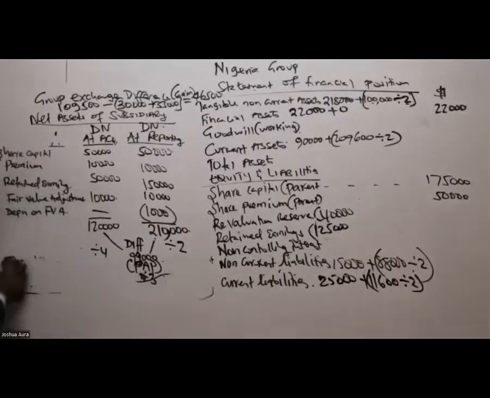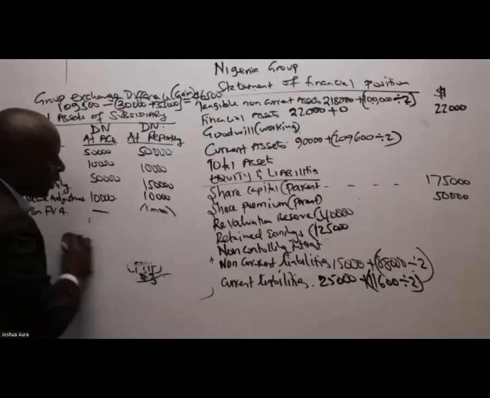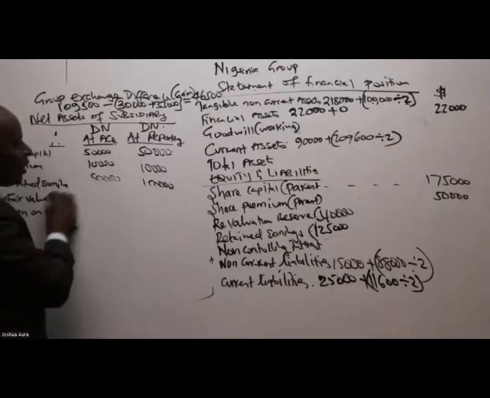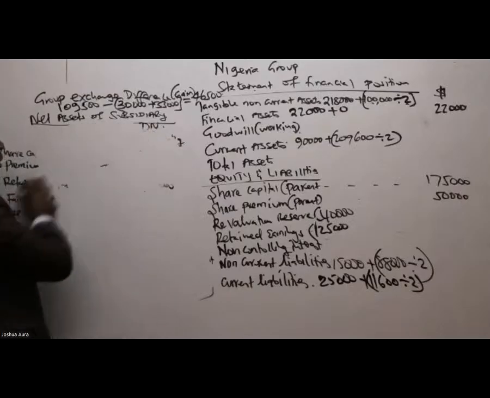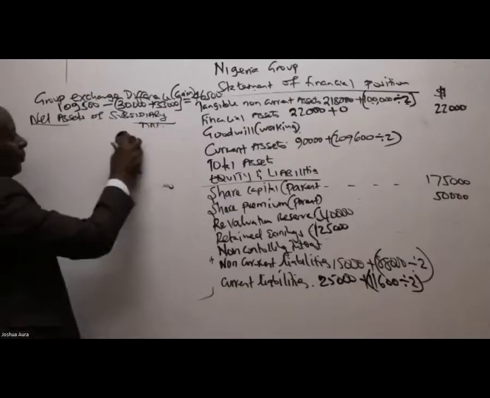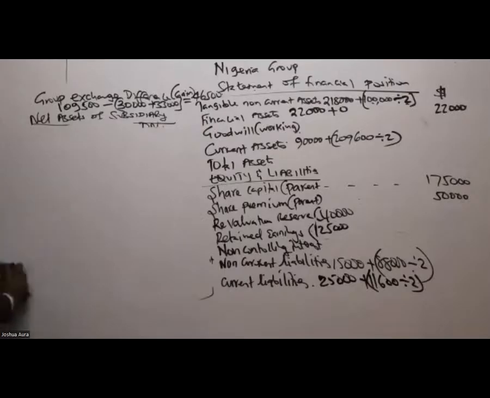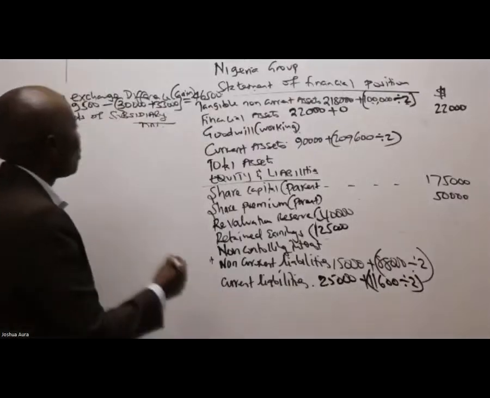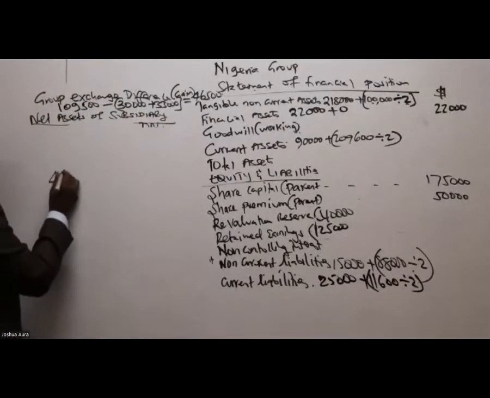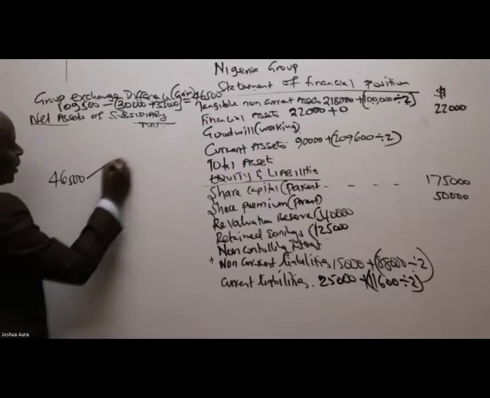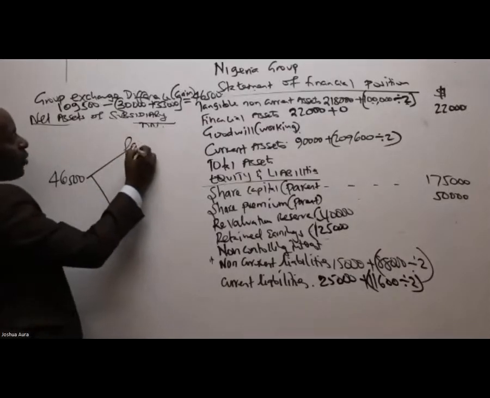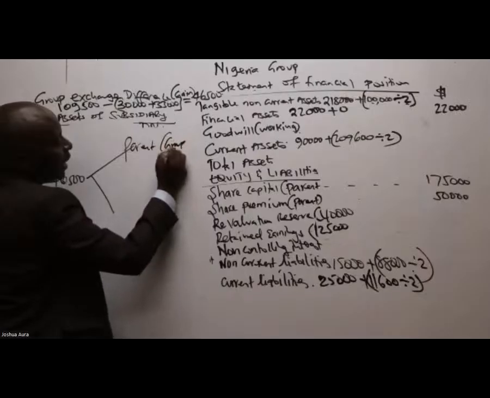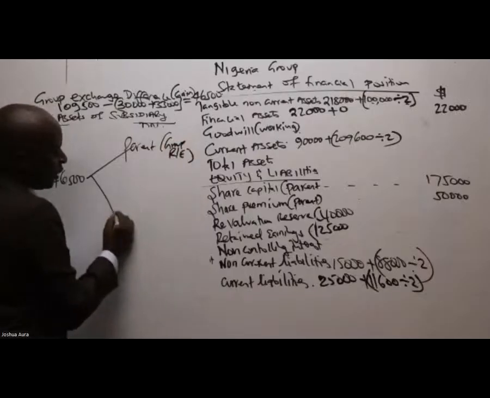Please share it out. So we are sharing this, my good students. We are sharing this 46,500. This 46,500 will be shared to the parent, of course, through the group retained earnings, and then we have NCI.